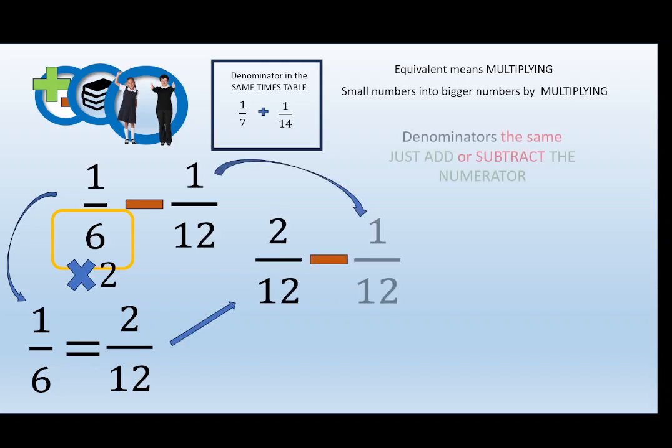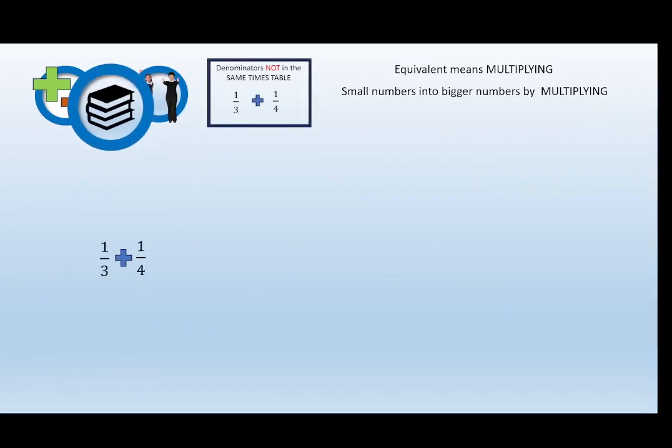Subtract 1/12. Denominators are now the same. 2 take away 1 is 1 over 12, and that's the answer. We're sailing through this, aren't we? It's easy. Okay, let's now go to what most people consider is the hardest type of fraction question, but we're actually just going to be using some of the techniques we used before.